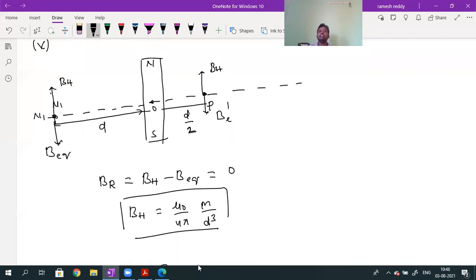At a distance d, the BE value and BH value are both equal. When the distance decreases, the BE value will increase. So the BE dash value will be more than BH. Are you getting it? What is the formula for the magnetic field? B equatorial is mu naught divided by 4 pi into M divided by d cube. With distance, what happens to the BE value? It decreases. Here the distance is d, and here the distance is d by 2. Here the BE value will be equal to BH.